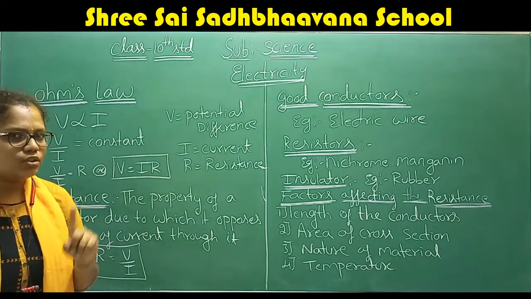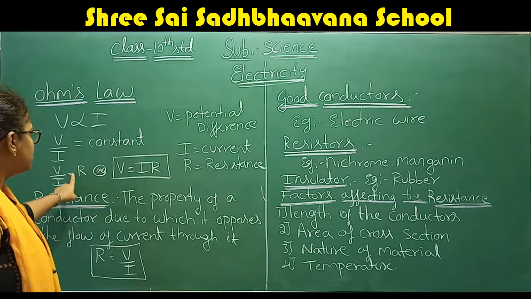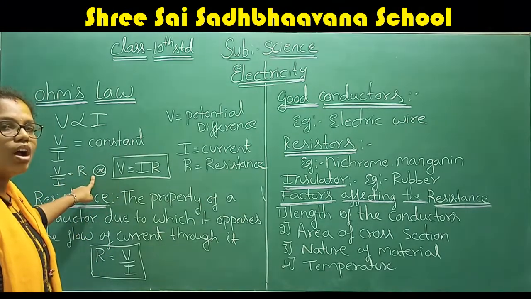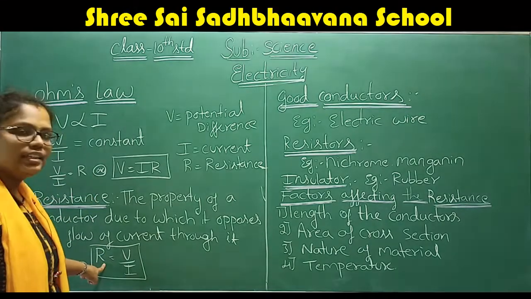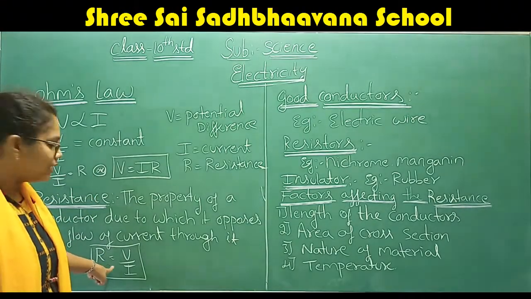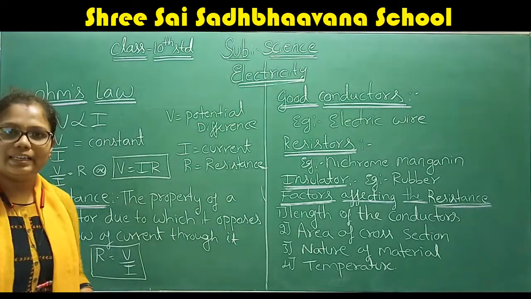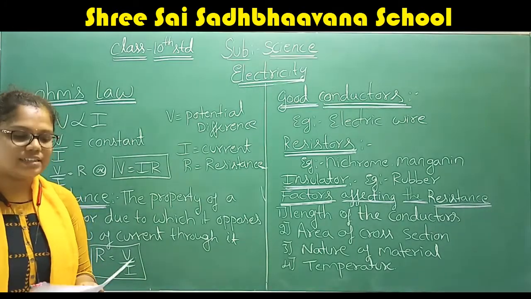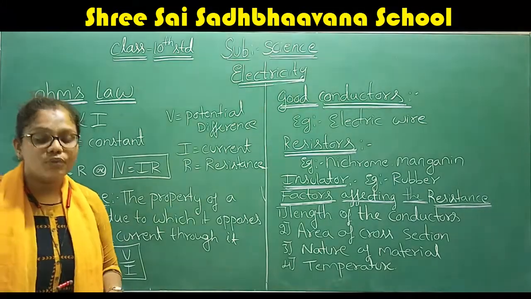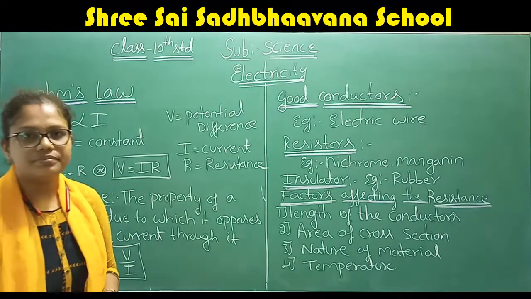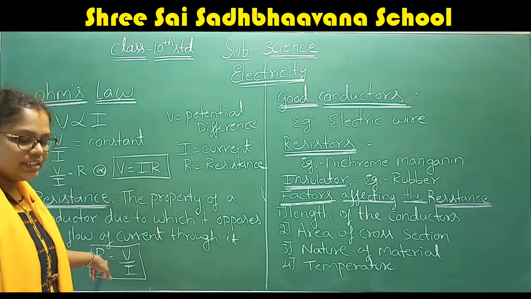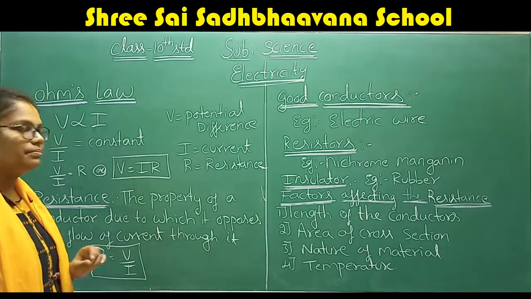You know that according to Ohm's law, V by I is equal to R. Therefore, what is the formula to find the resistance? Resistance is equal to V by I. The formula to find the resistance is equal to V by I.